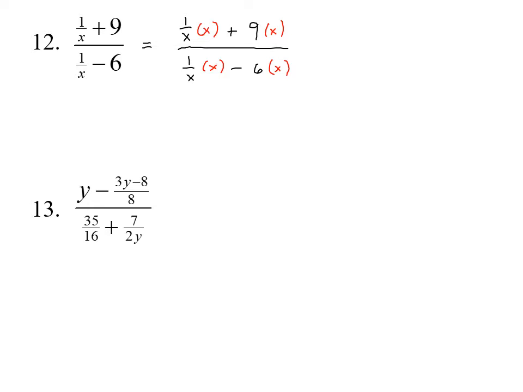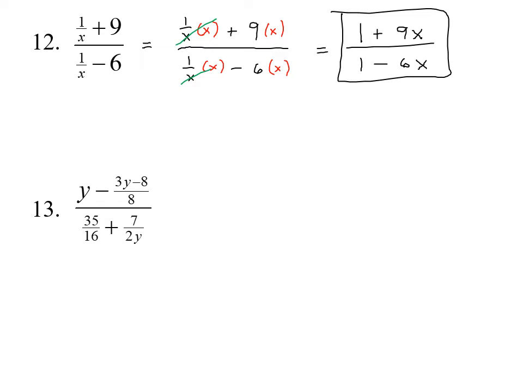That's what you want to happen. This x cancels that x, this x cancels that x. And what you're left with is a 1 on top and a 9x. And on bottom, you're left with 1 and a minus 6x. And that's it. That's all you do. That gets rid of the baby fraction, which is the goal of these problems.